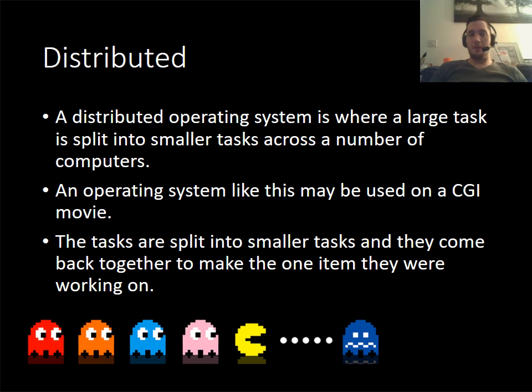So for example, where this has happened in the past is you might have somebody working on a CGI movie, but they can't possibly do all of the editing on one computer, so the job is split into smaller tasks and it comes back together. So a distributed operating system is where the large task is split into smaller tasks across a number of computers. So in an exam question, if you are given a scenario where somebody is working on a job and they want to split that job over a number of different people, you would suggest a distributed operating system in this case.